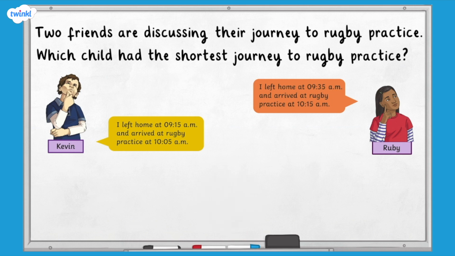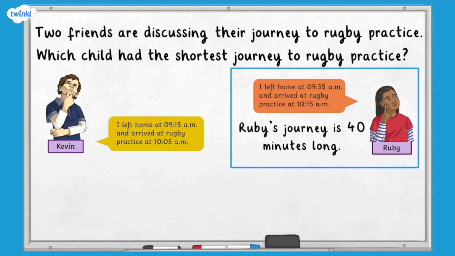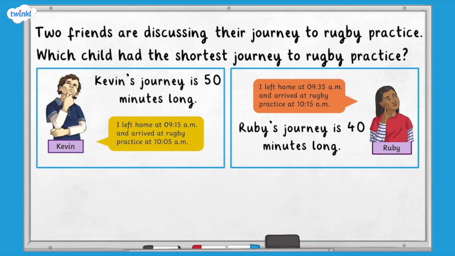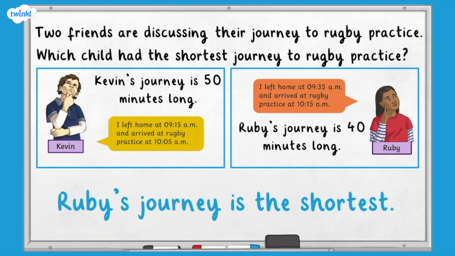Have you finished? Excellent, here are the answers. Ruby's journey is 40 minutes long. Kevin's journey is 50 minutes long. Therefore, Ruby's journey is the shortest.